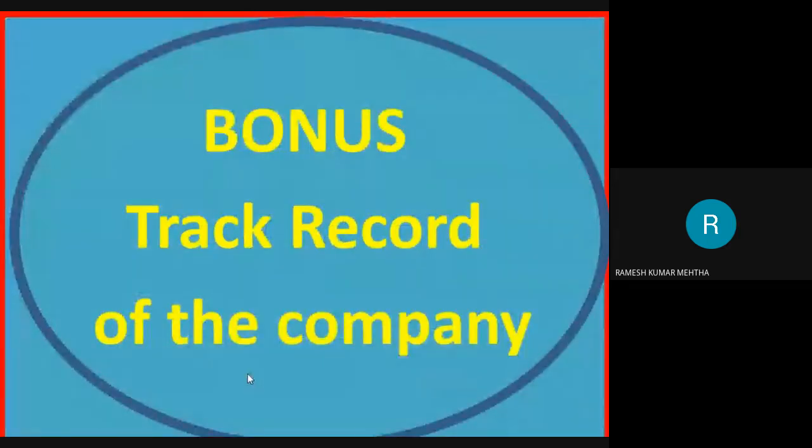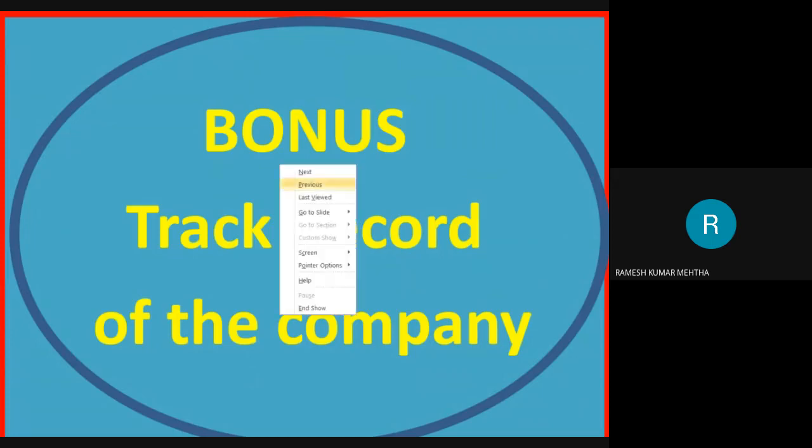And it talks about the good corporate governance of the company. Next, another phenomenon you have to take into consideration before investing in company shares is the bonus track record of the company.